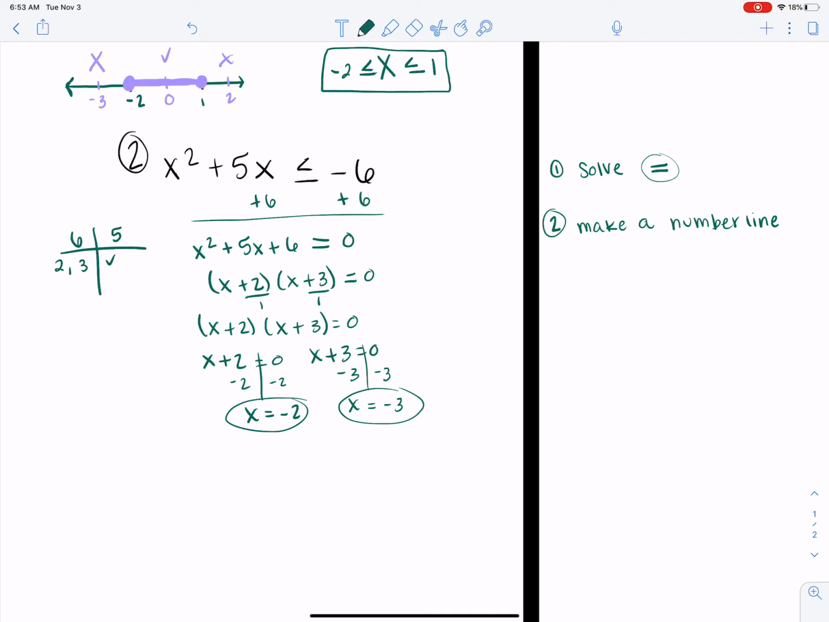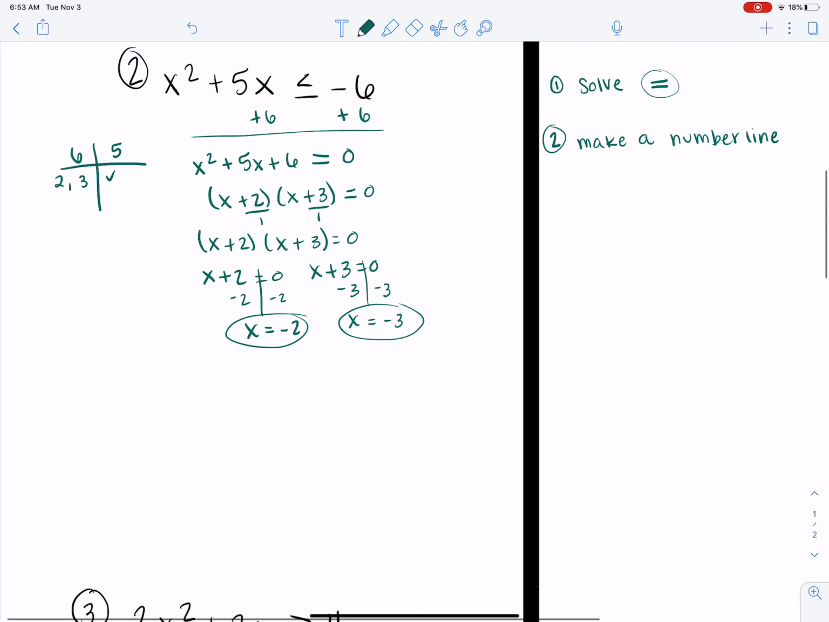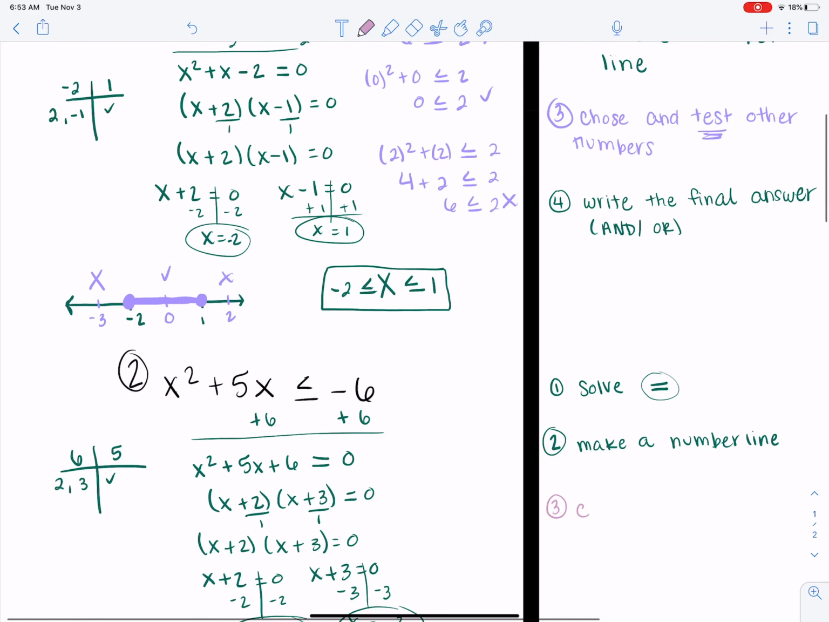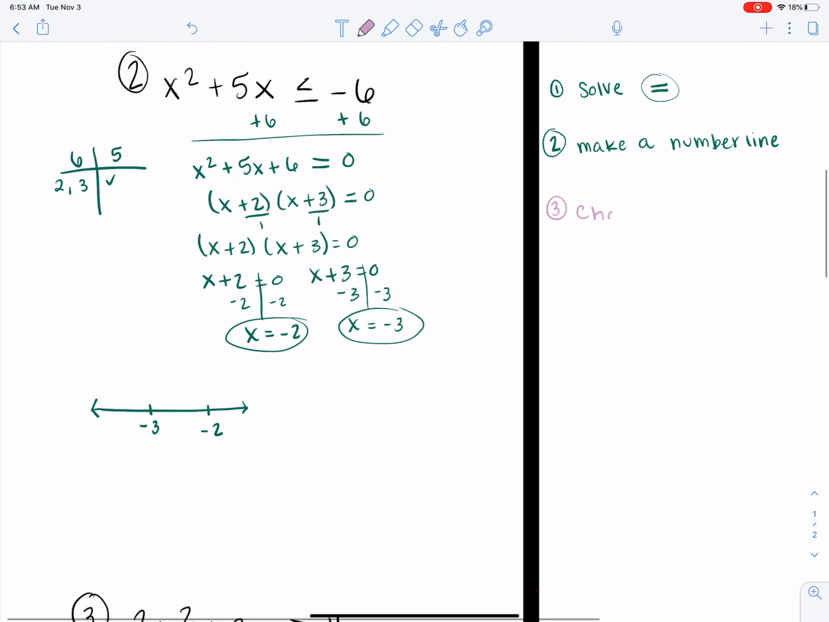Okay, on our number line, we're going to put the two answers we already know. So we know that -3 and -2 make it equal. -3 is less than -2, so they need to go that direction on the number line. Okay, step 3, I'm going to use another color just so I don't get confused. We're going to choose and test other numbers.